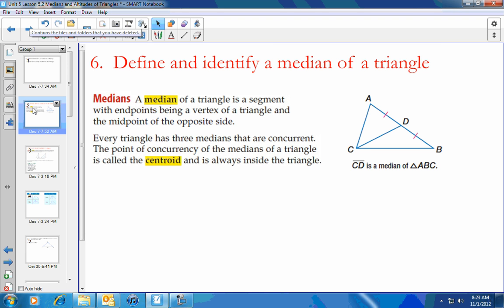Now, every triangle will have three medians. Well, how come? Because there's three vertices and then three opposite sides, and those three opposite sides will each have a midpoint, so you get three medians. The medians are concurrent. In other words, they all intersect at one point, and that point of concurrency is called the centroid. So you just need to have heard that word before, centroid, okay? What you really need to know is that a median of a triangle is a segment that connects a vertex to the midpoint of the opposite side.